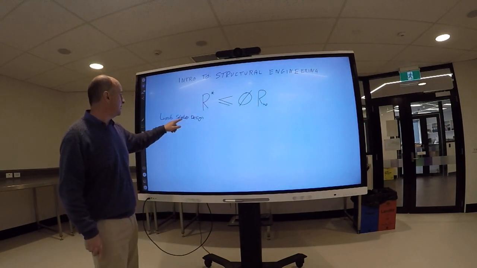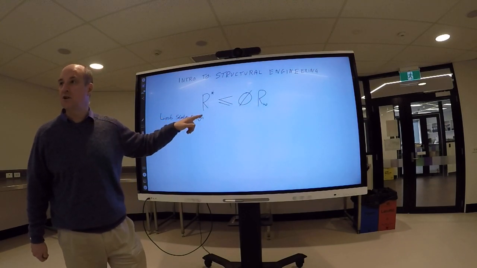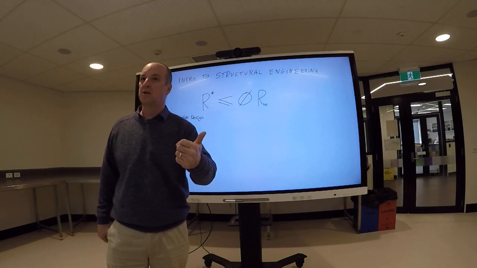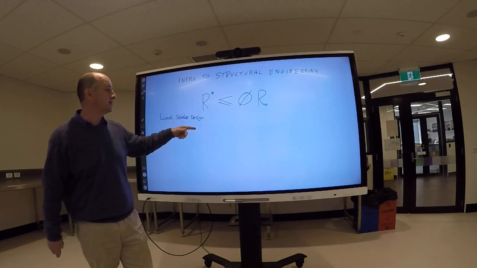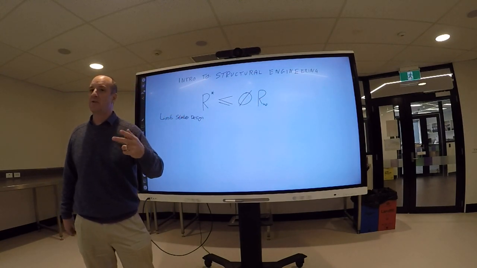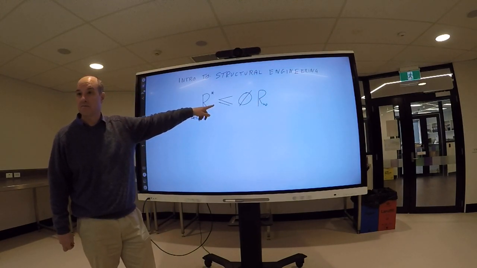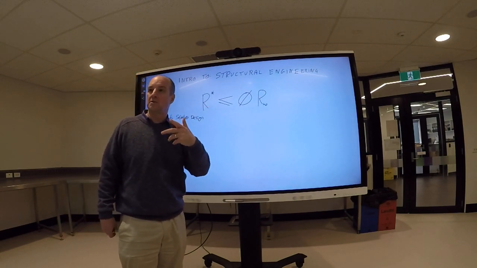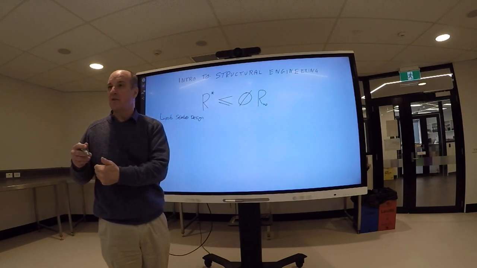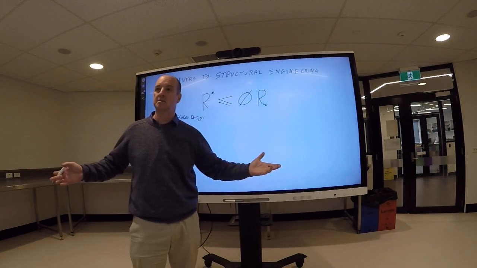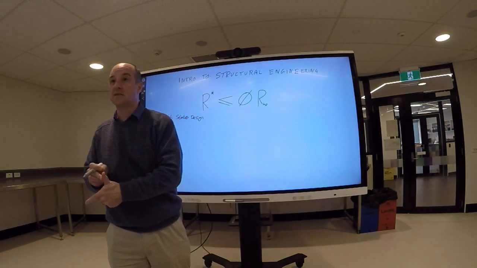Limit states design. You might come across a term, working stress. You might come across the term limit states design. Basically, it's 2 different ways to get to that. We have what we call limit states design, so there are several limiting states. One of the limiting states is strength.